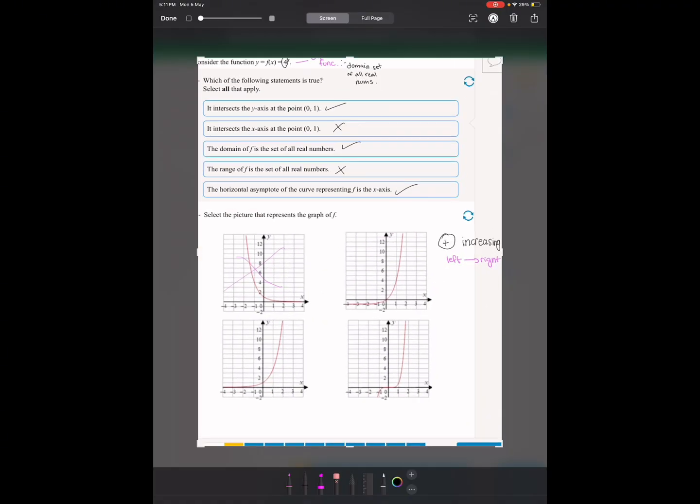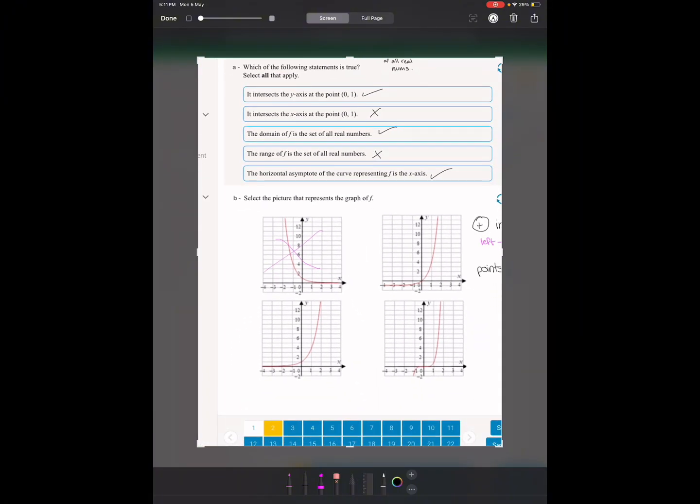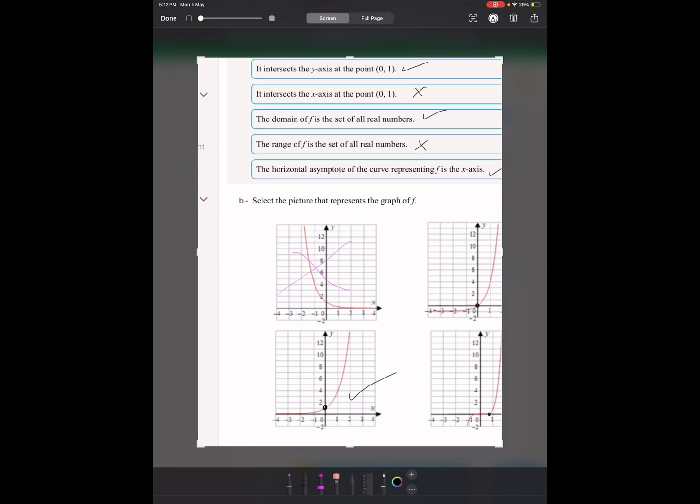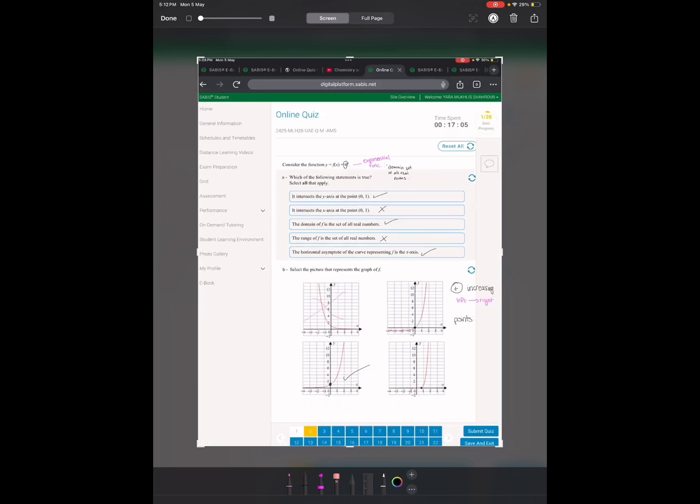Next thing you need to do is identify the points. We said the points are 0, 1, right? So it has to intersect the y-axis at 0, 1. This is intersecting it at 0. This is intersecting it at 0 point something. This is intersecting it at 1. So this is correct, and it's going left to right. This is wrong because it's going right to left, meaning the number here is negative, but it's not. It's positive. So, yeah.